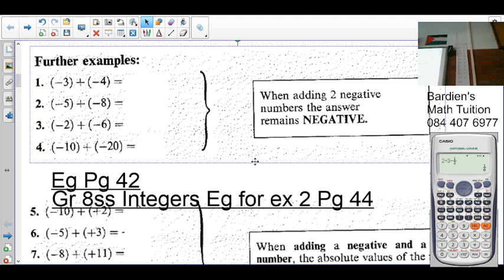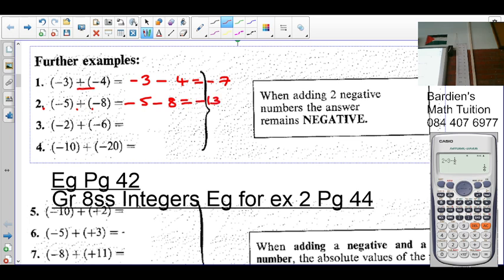We've got negative 3 plus negative 4. So what do we do first? We say that's going to be negative 3. What's negative times positive? Negative 4. And what's minus 3 minus 4? Negative 7. Okay. Let's look at the next one. That is positive. So positive times negative is negative, so that would be negative 5. And negative times positive is negative 8. So what's minus 5 minus 8? Negative 13. Don't forget to use your number line.